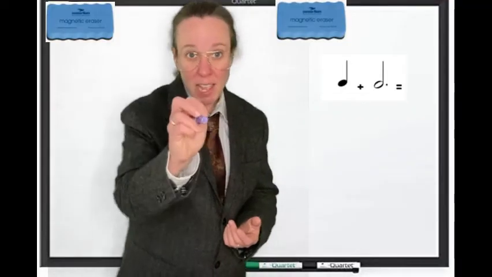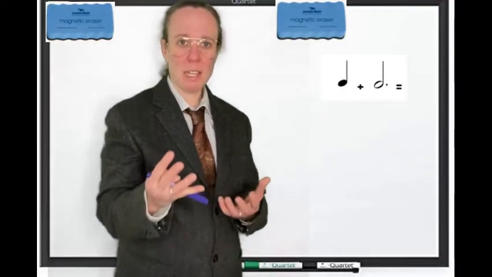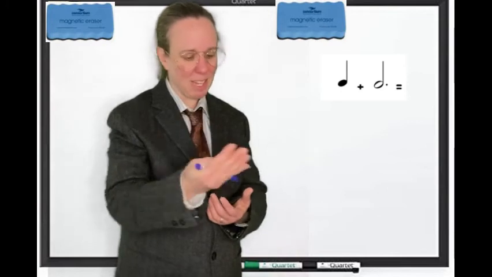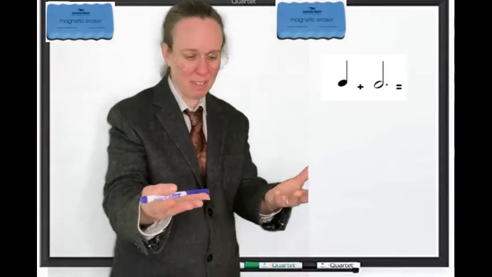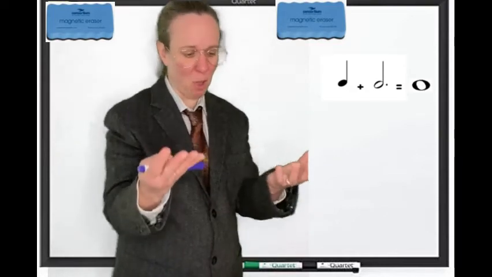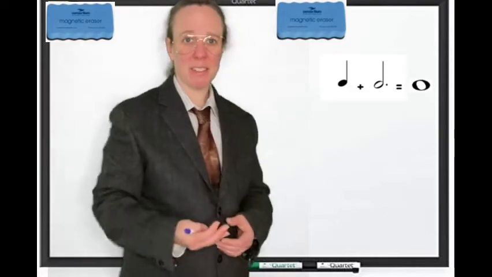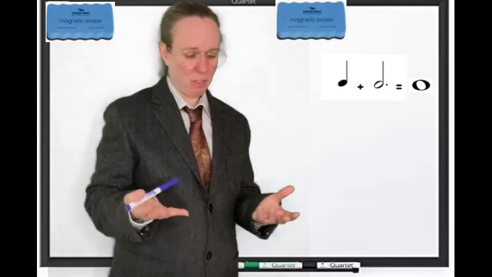It's 4. And in music, what kind of note makes up 4 beats? It's a whole note. A whole note equals 4 beats. Maybe I'm going too fast.